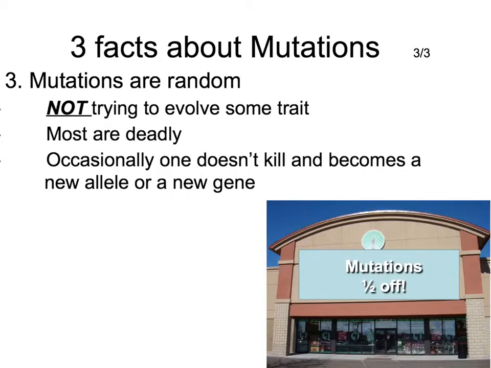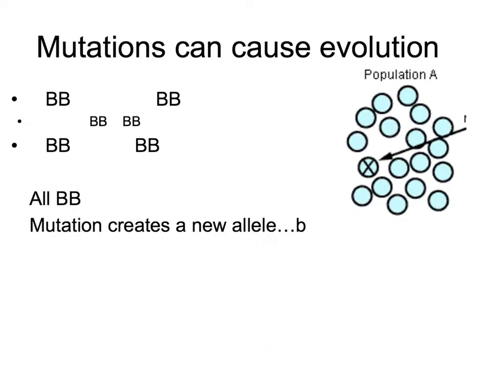3. Mutations are random. Organisms are not trying to evolve new traits. They don't want to change their DNA because generally the odds are against them, and that kind of change or mutation will be deadly. Occasionally we do have a mutation that doesn't kill and becomes a new allele or gene, but again, this is a random event, not something that organisms plan for.